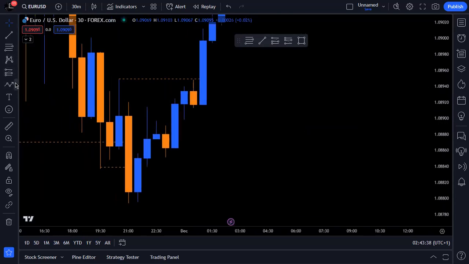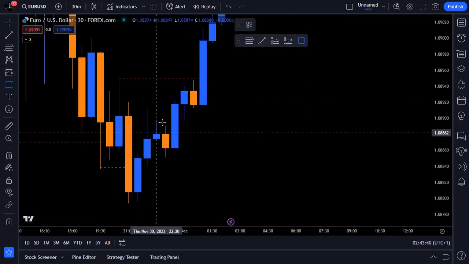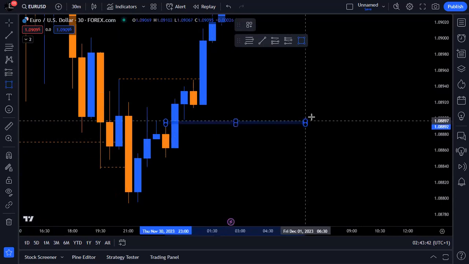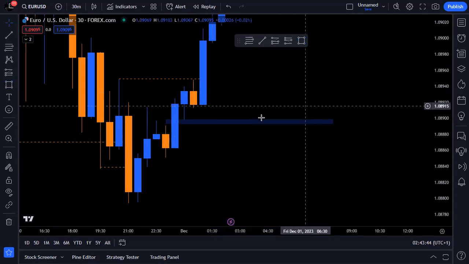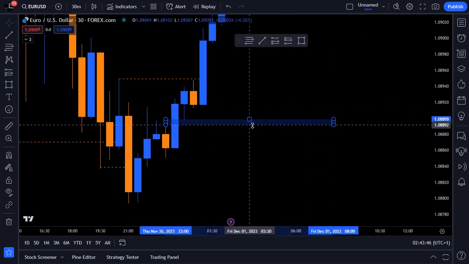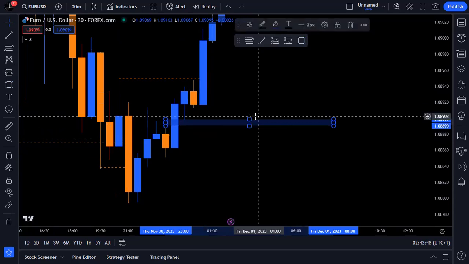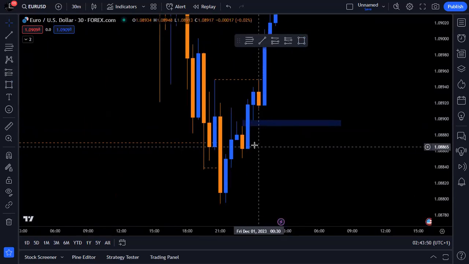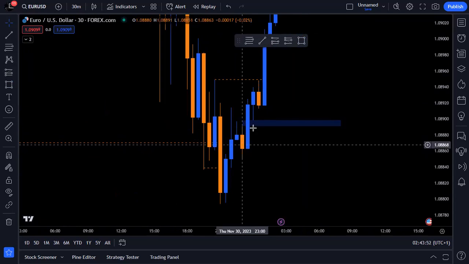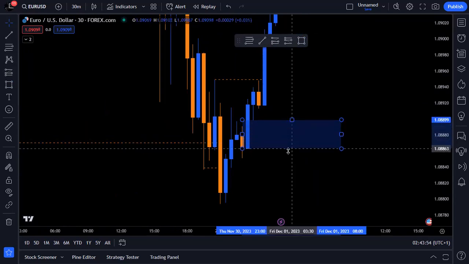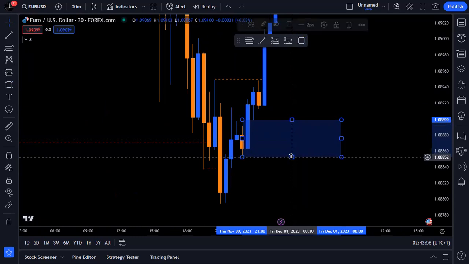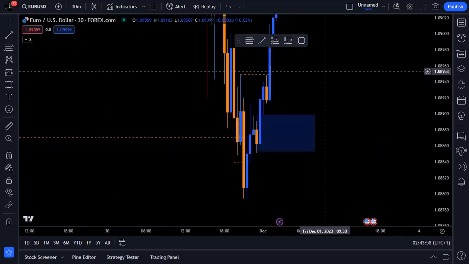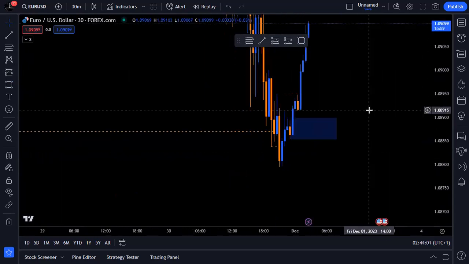Here, we have a fair value gap. This looks small, but it is also a fair value gap. And then just below your fair value gap, what do you see? An order block. So if you highlight everything, you can have something like this as your entry.